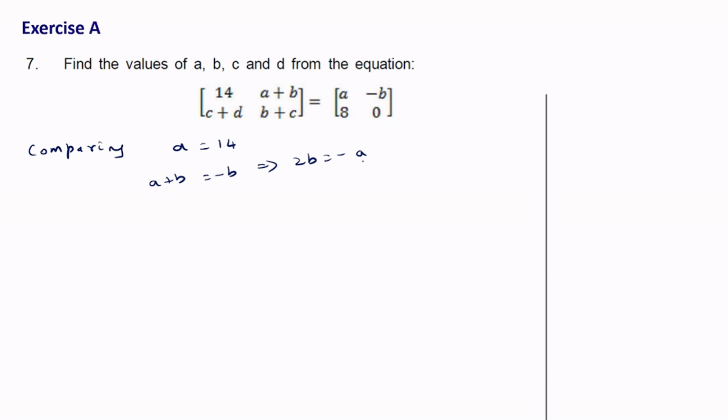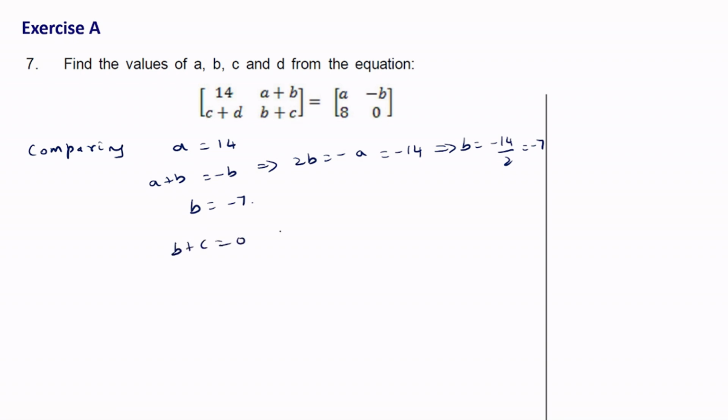a we got as 14. So this is equal to minus 14. From this we get minus 14 by 2, which is minus 7. So we get b as minus 7. And then let us consider this element b plus c equal to 0 so that we can find c.